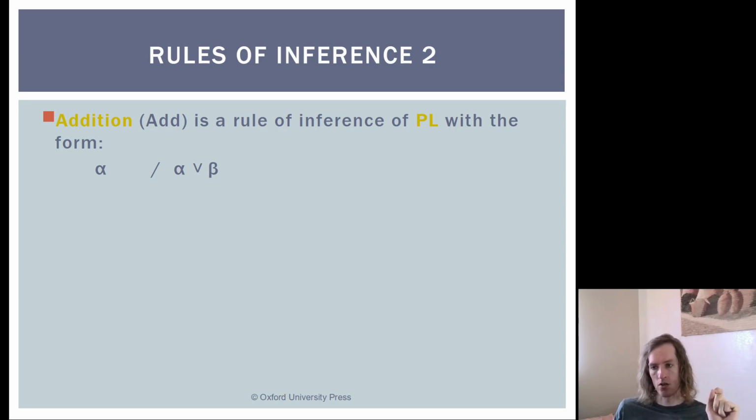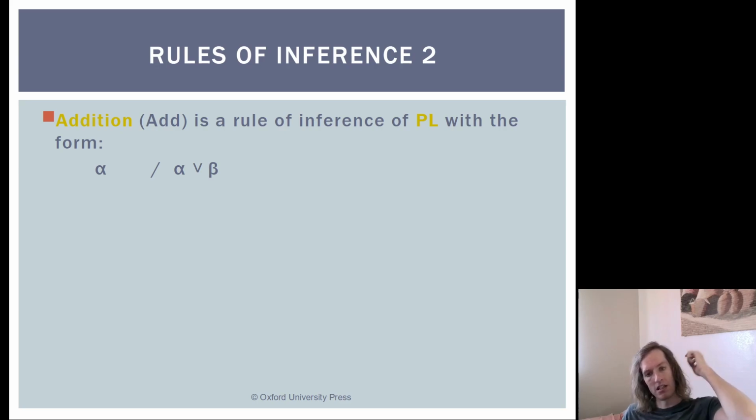So addition is when we add something to something that was already given using a disjunction. Very important that we use a disjunction here, the vel, and not a conjunction, the dot. So here the only premise we have is alpha, and from alpha we conclude alpha or beta. Now this is because, well, we know that a disjunction is true when one of the disjuncts is true. In this case, we know that alpha is true. So we know that it's true that alpha or beta. We don't know whether beta is true or not.